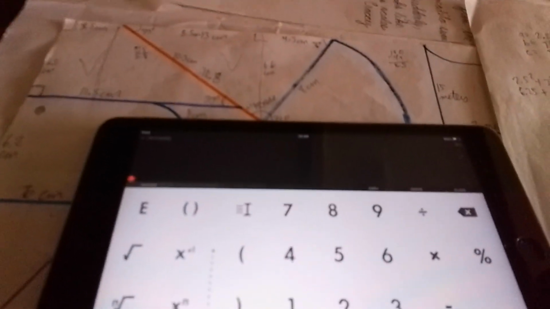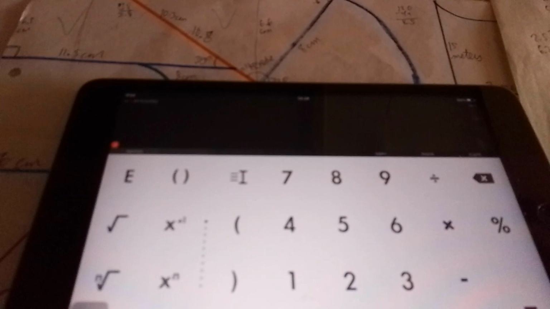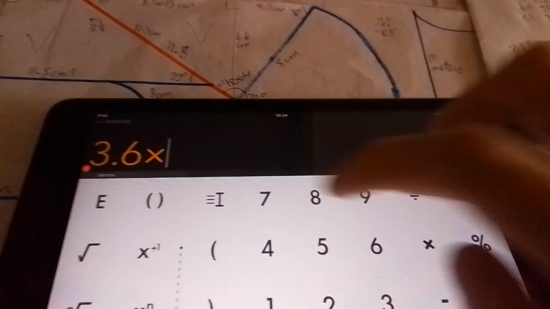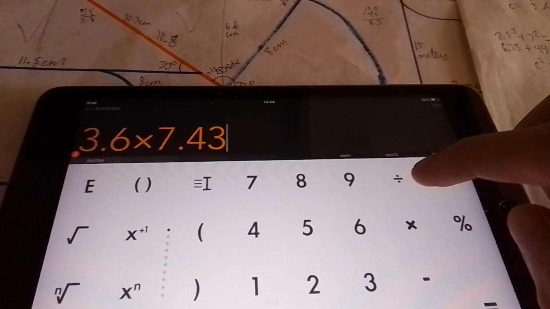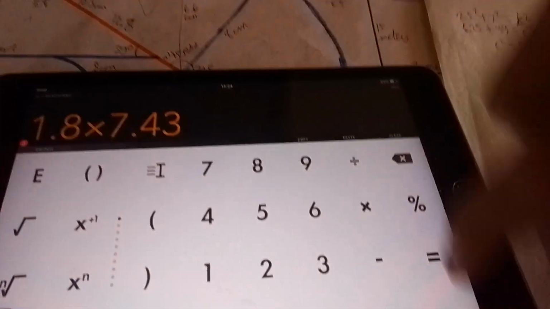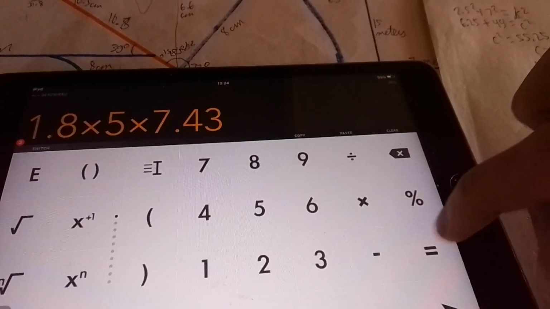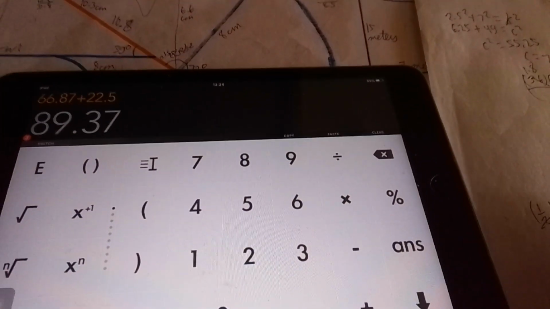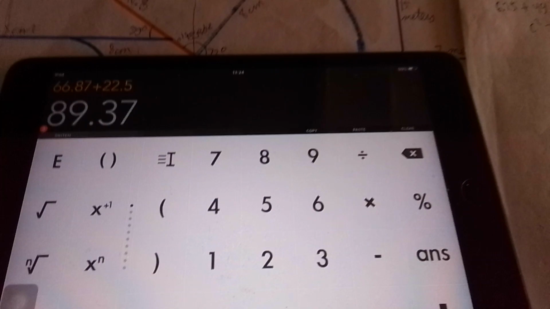Pero, let's try it this way to see if we get the same answer din. So, diba remember, we have 3.6 times 7.43. Let's try 1.8 kaya. Do you think we will still get the same answer? Yes. Then add it with this one. Yan. And that's it. Yun lang.